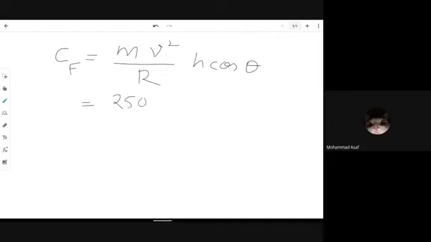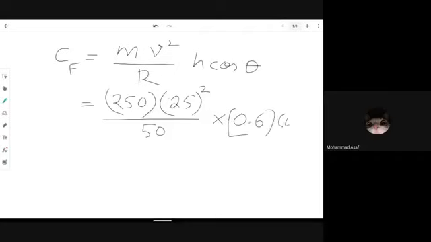Mass is 250 kg, multiplied by velocity, which is 25 meter per second, divided by capital R, which is given as 50, and the value of h is also given in the question, that is 0.6 meters, multiplied by cos theta. Here also we will obtain the value of the centrifugal couple in terms of cos theta, because we still don't know the value of theta.